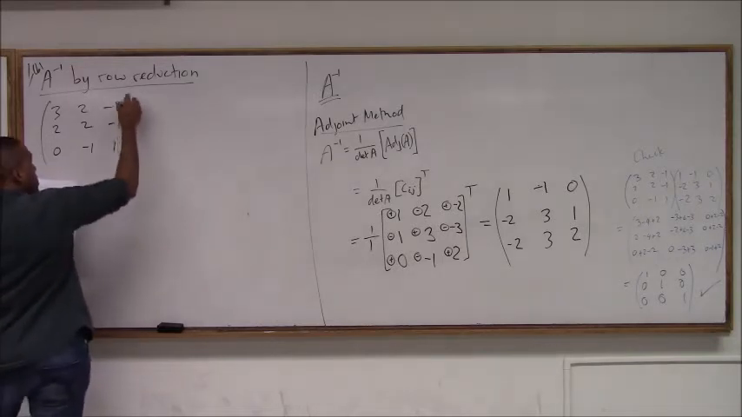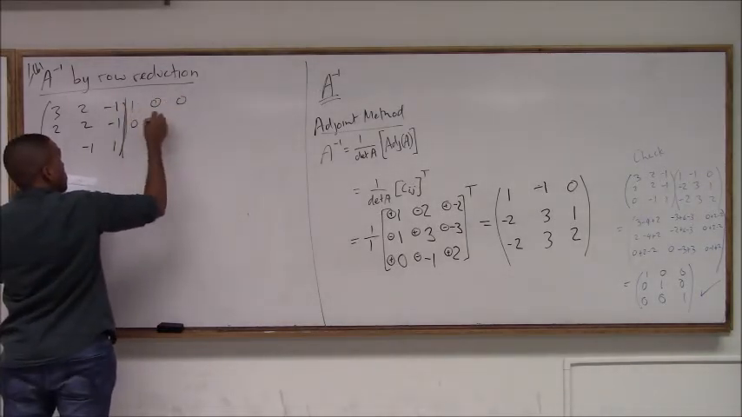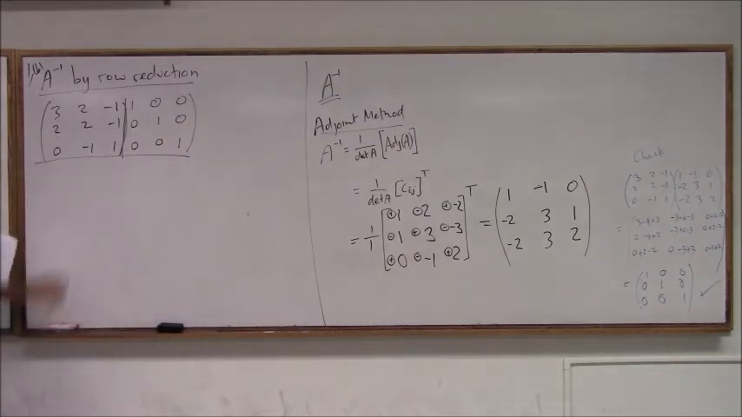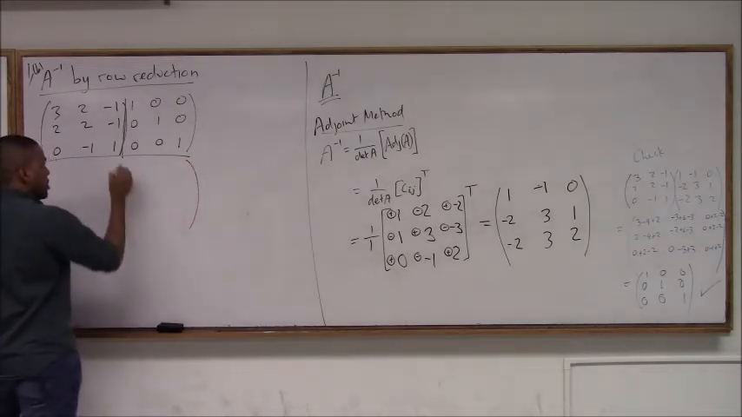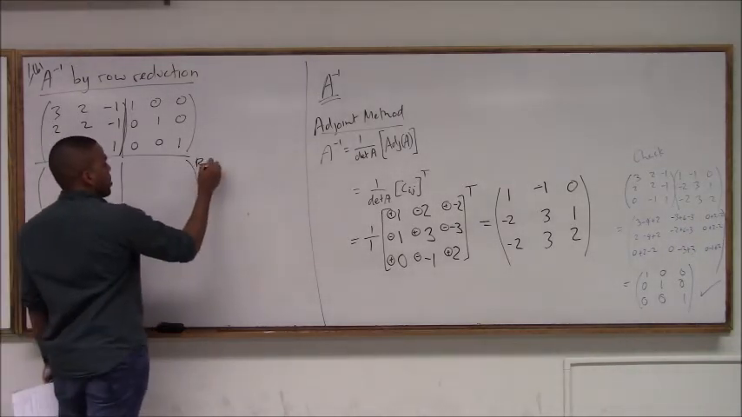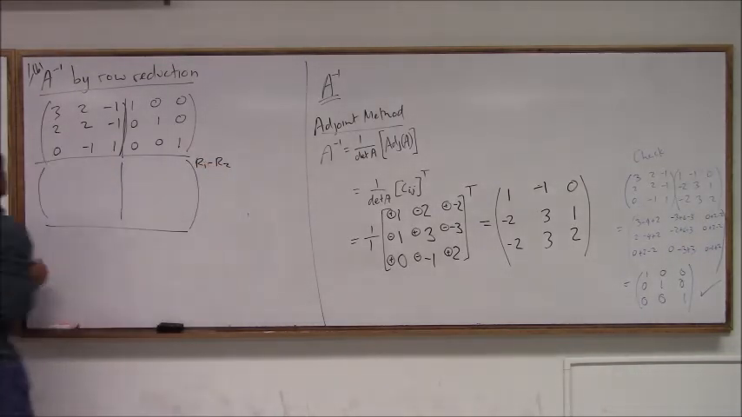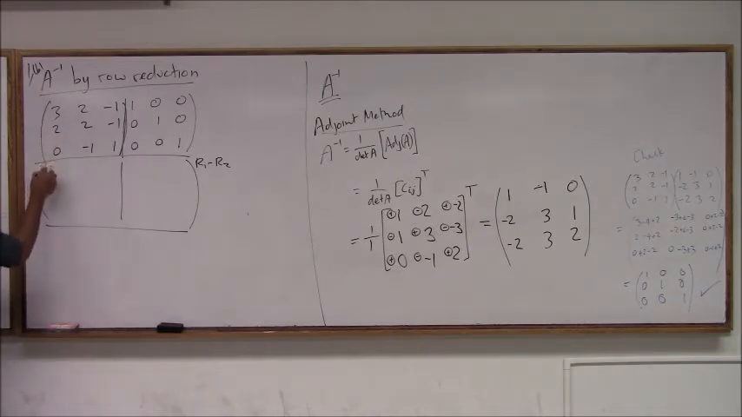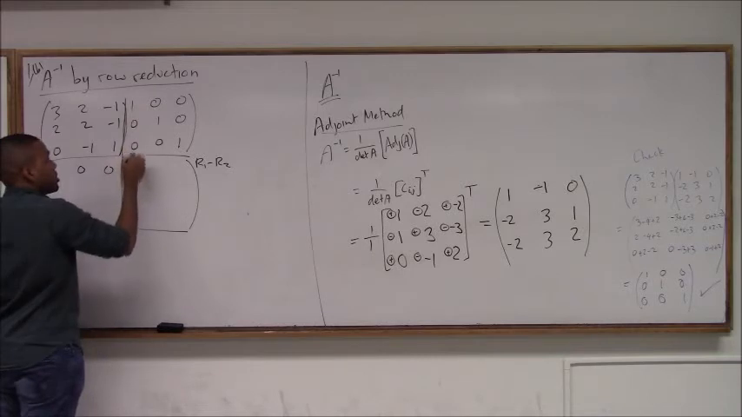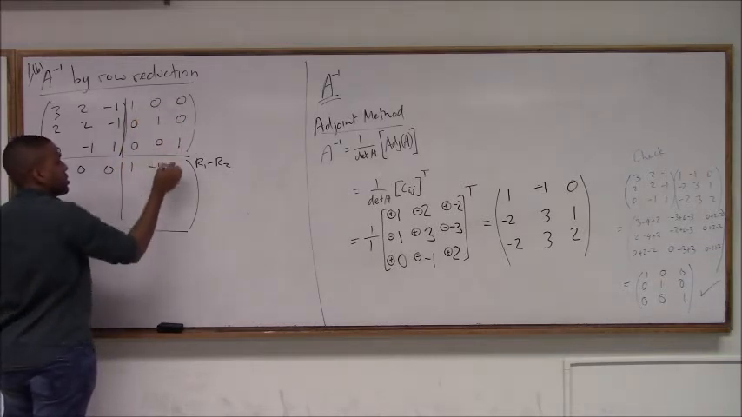Augment it with the identity and find the reduced echelon form. So let's get a 1 in the top left. I can take row 1 minus row 2. This minus this is 1, this minus this is 0, this minus this is 0, this minus this is 1, this minus this is minus 1, this minus this is 0.